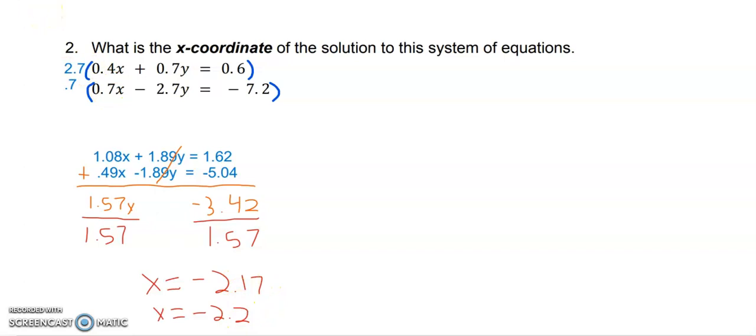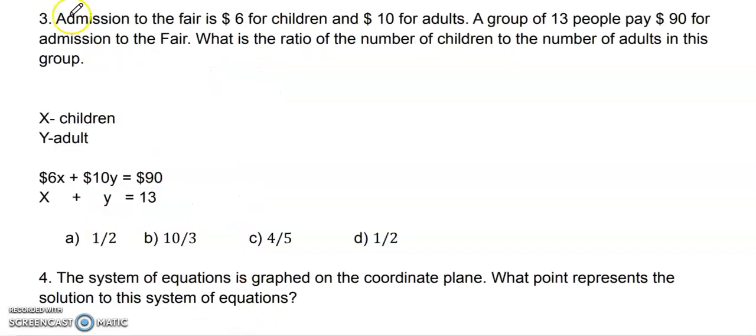All right, let's go ahead and look at problem number 3. So admission to the fair is $6 for children and $10 for adults. So I have children and adults, so that's what I'm going to define my variables as. A group of 13 people pay $90 for admission to the fair. So there's $6 for children and $10 for adults, and they made a total of $90. And then there was 13 people that went, so the children plus the adults together would be 13 people.